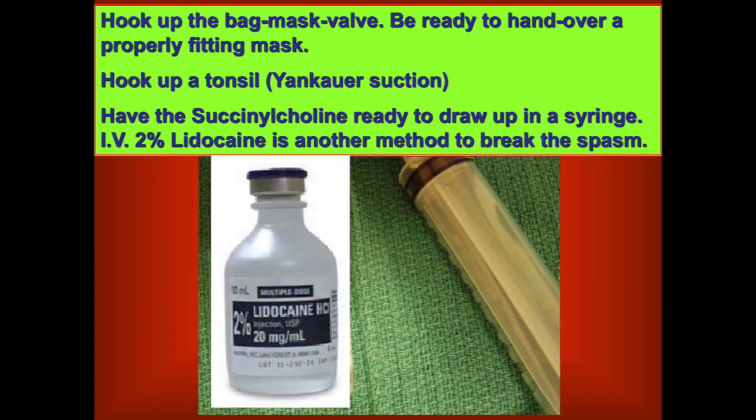Something that works better is to use intravenous lidocaine and draw up 5 milliliters of 2%. 2% is 20 milligrams per milliliter. So if you draw up 5 milliliters, you're giving and bolusing real quickly 100 milligrams, and that should then break the spasm also, in lieu of succinylcholine.